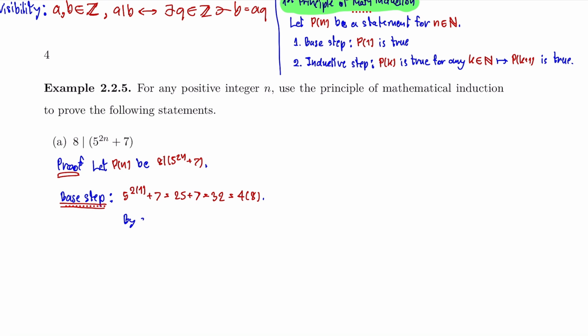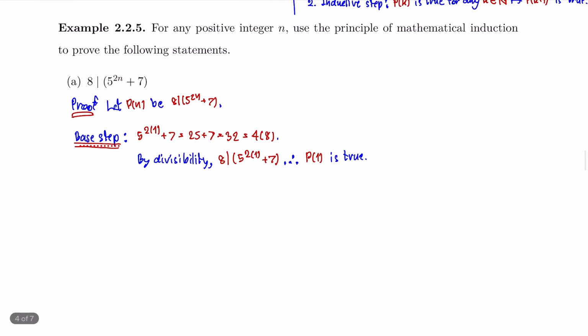So by divisibility, what do we have? We have 4 times 8. This means that 8 divides 5 raised to the power of 2 times 1 plus 7. So that means that P(1) is true.